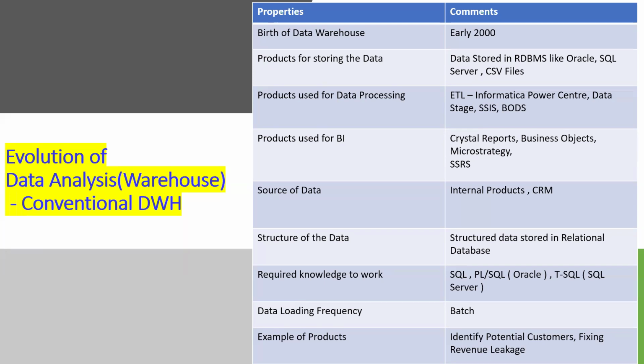After the data had been centralized, everybody started using tools like Crystal Reports, Business Objects, MicroStrategy, and SSRS. These are the main reporting tools people leveraged to build business intelligence reports. The sources for these reports were the internal products of the company and some CRM applications. And the structure of the data every company was focusing on was only relational data, that is rows and columns.